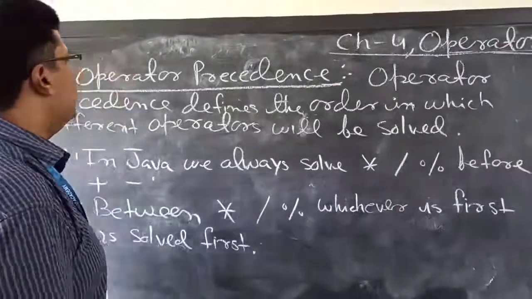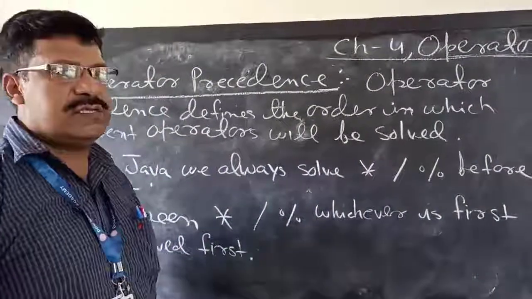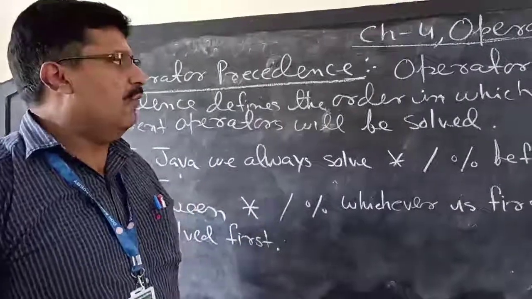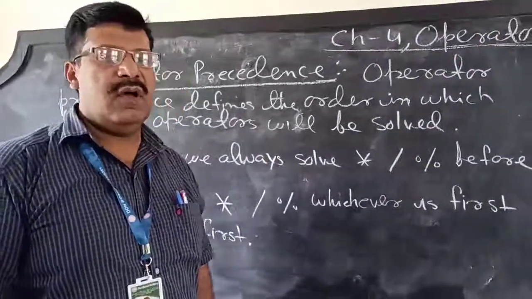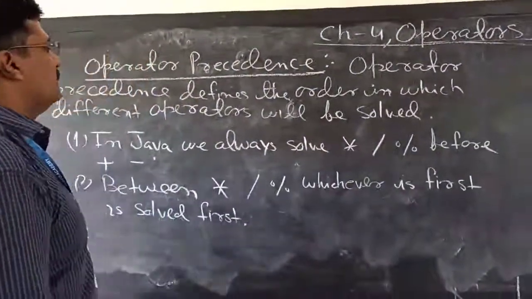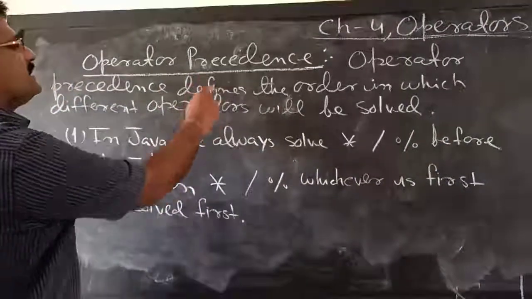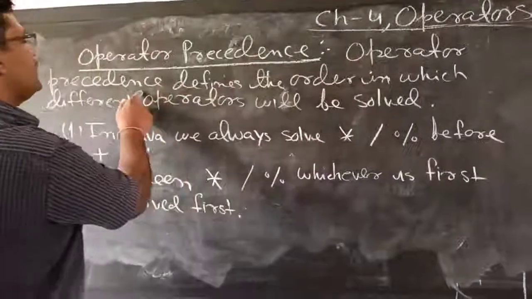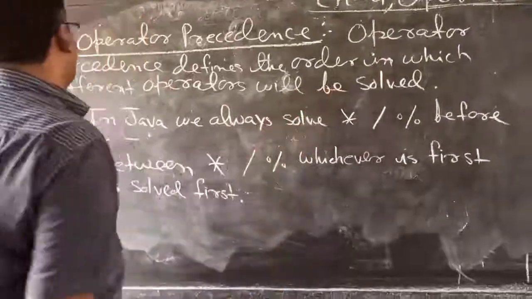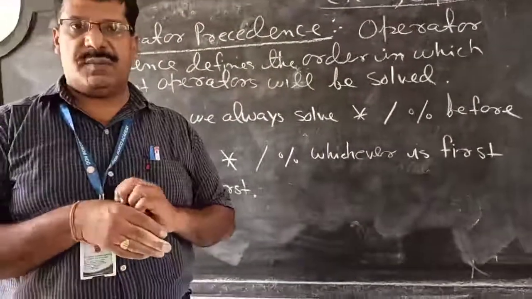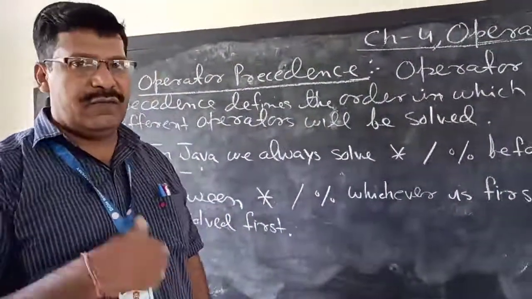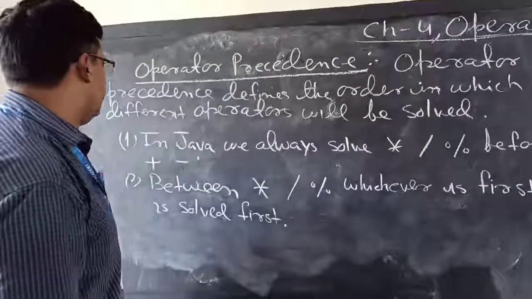Now the next topic is operator precedence. To evaluate a mathematical expression, an arithmetical expression in math, we follow the BODMAS rule. But Java doesn't follow BODMAS. It has its own operator precedence. So what is operator precedence? Operator precedence defines the order in which different operators will be solved. Like BODMAS is used in math, Java has its own order to evaluate the expression.